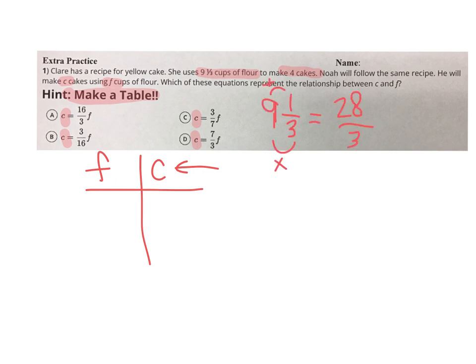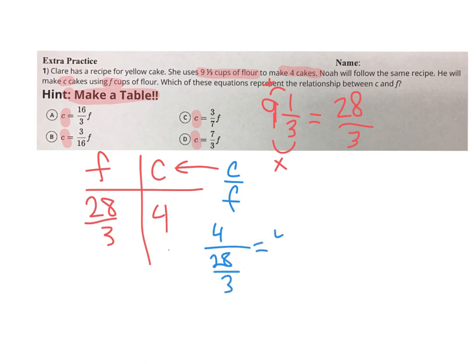All right, so now we're going to put that in the table. 9 1/3 is 28/3. Let me put that in the right spot, though. And now to find our constant of proportionality, we need to put the variable on the right side over the variable on the left side. So C over F. That means we're going to have 4 divided by 28/3.